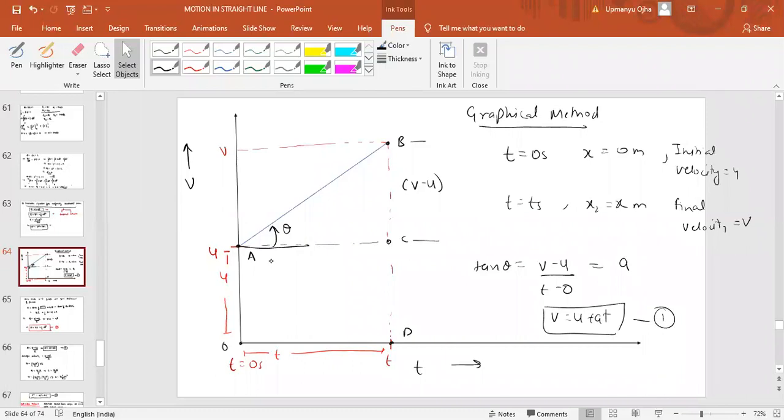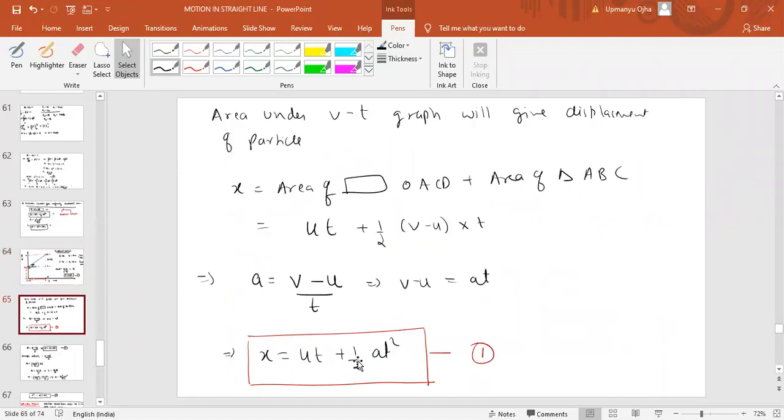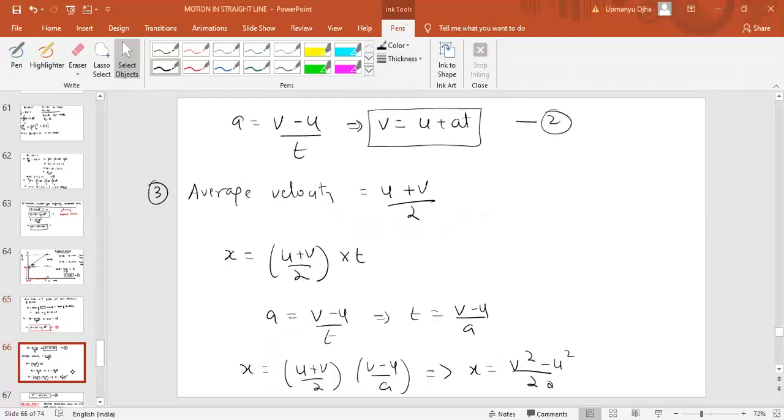And if you have to find acceleration, you have to find the slope of the graph. Okay, fine. So by using two equations, we got these two equations: v equal to u plus at. Another equation is x equal to ut plus half at square. Now next equation, number 3. Here I have used the concept of average velocity.